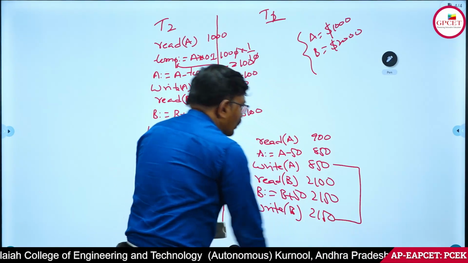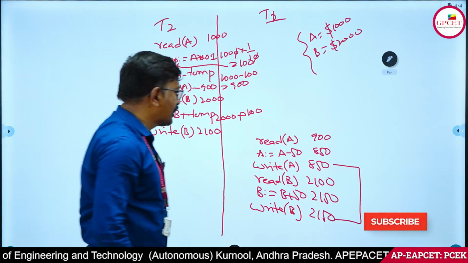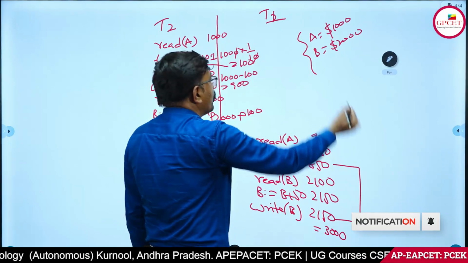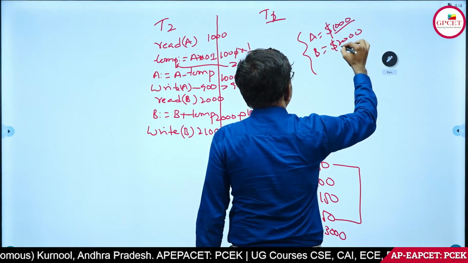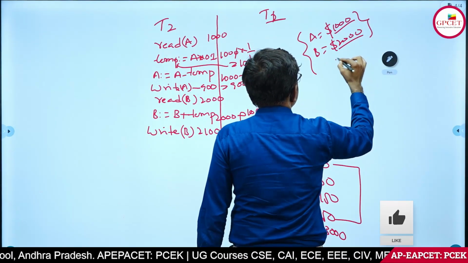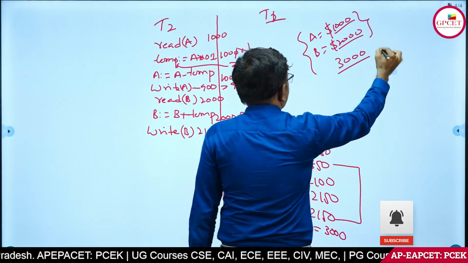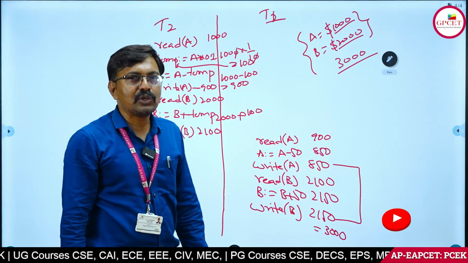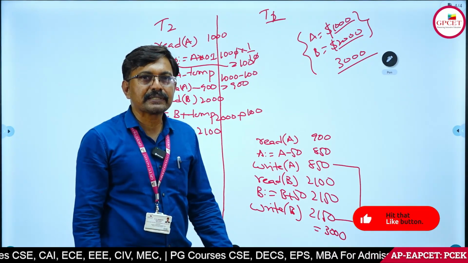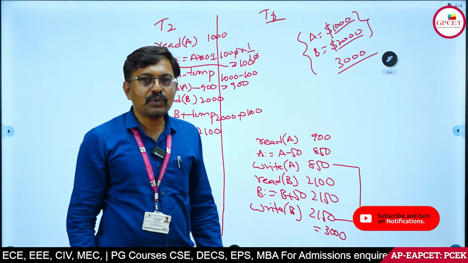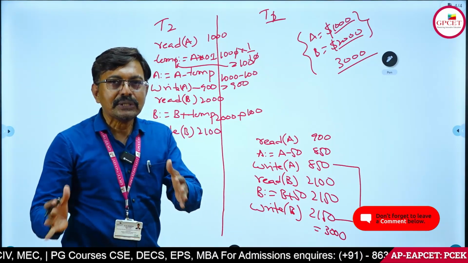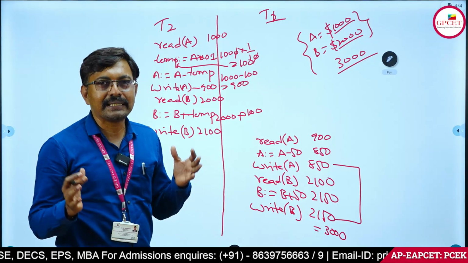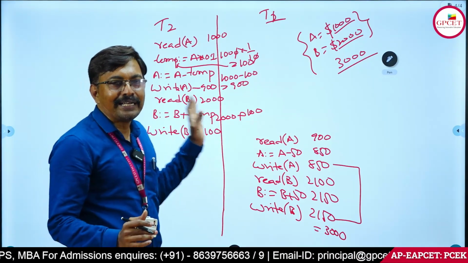A value is 850 and B value is 2150. Add the two values. What is that result? It is 3000. Before execution the sum A equal 1000, B equal 2000, the sum is 3000. That is no change. Before execution the sum A plus B is 3000, after execution the sum A plus B is also 3000. That's why T1 followed by T2, T2 followed by T1, multiple transactions can execute simultaneously. Okay, that is isolation.